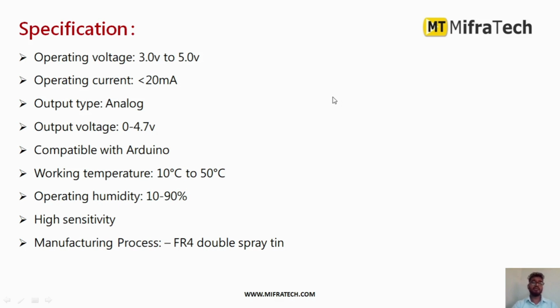What are the technical specifications of this water level sensor? It requires between 3 to 5 volts; usually we provide a 5 volt DC supply for it to work. The operating current is less than 20 milliamps. The output type is analog. It mainly gives analog output values for water level, and it is compatible with Arduino also. The working temperature is between 10 degrees Celsius to 50 degrees Celsius. Humidity range is 10 to 90%. It is highly sensitive.